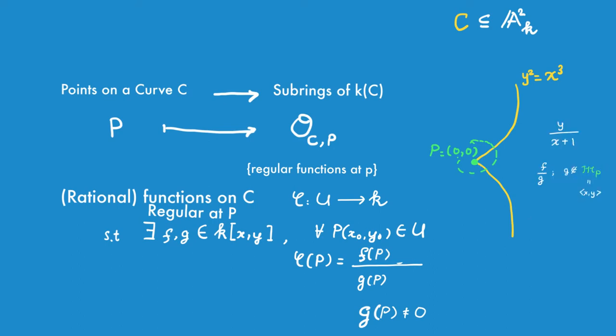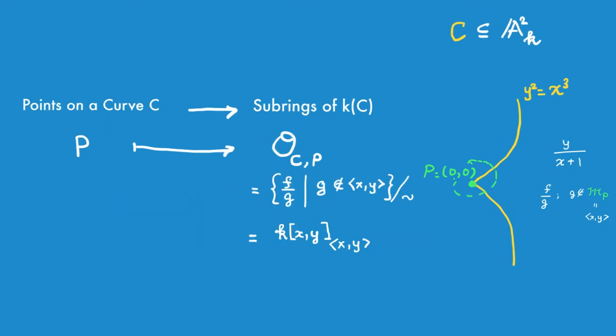So we see that the rational functions that are regular at P are given by quotients of polynomials f over g, where g does not vanish at P. Right? So it does not lie inside the ideal of functions vanishing at P, which in our case here is the ideal generated by x and y. And now be careful here. From this you might conclude that this ring then must be k[x,y] localized at (x,y), i.e. it's whatever we get by inverting all of the polynomials that do not vanish at the origin.